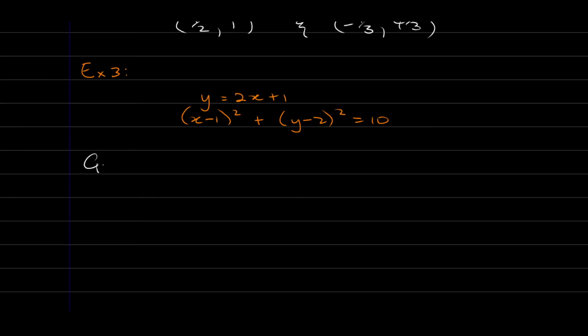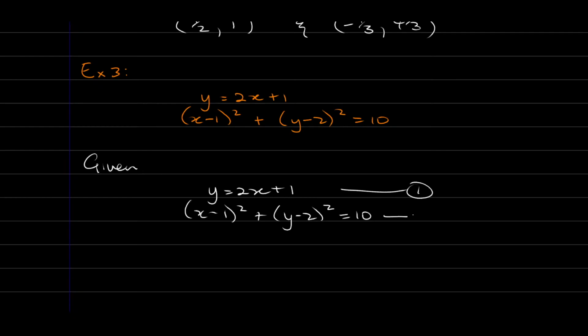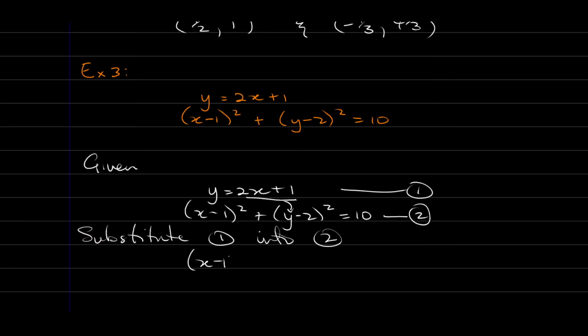So given that y is equal to 2x plus 1, I will be talking less, however. I don't think I need to explain so much anymore. x minus 1 squared plus y minus 2 squared equal to 10. We call this equation number 2. We're going to substitute 1 into 2, so I'm going to take this and replace the y here. So I'm going to get x minus 1 squared plus open bracket y, which is 2x plus 1, minus 2 close bracket squared equal to 10.